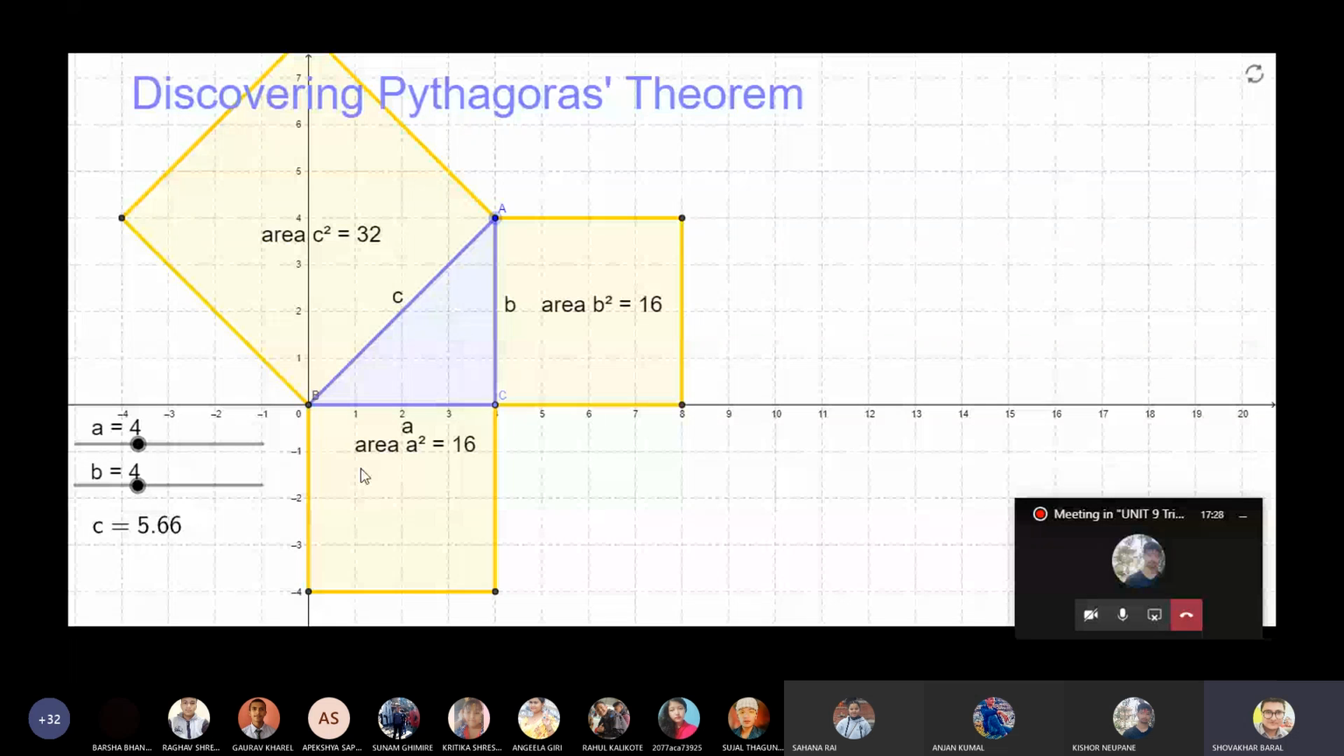Okay, do you understand? So if the perpendicular is P, and this is a square with side length P, then its area will be P square. Right? Similarly, if the base is B, then its area will be B square. If the hypotenuse is H, then the square area will be H square.